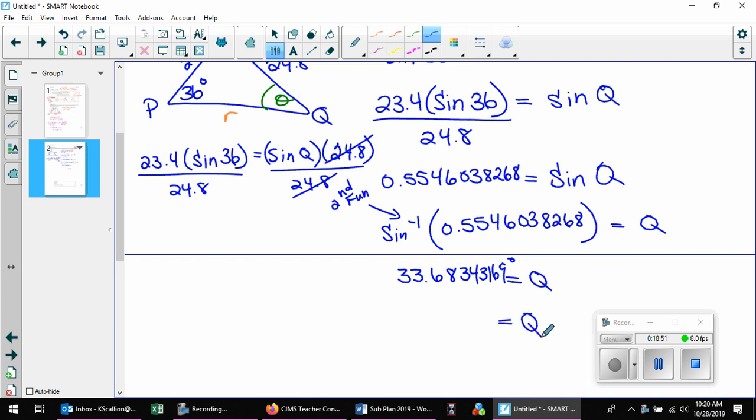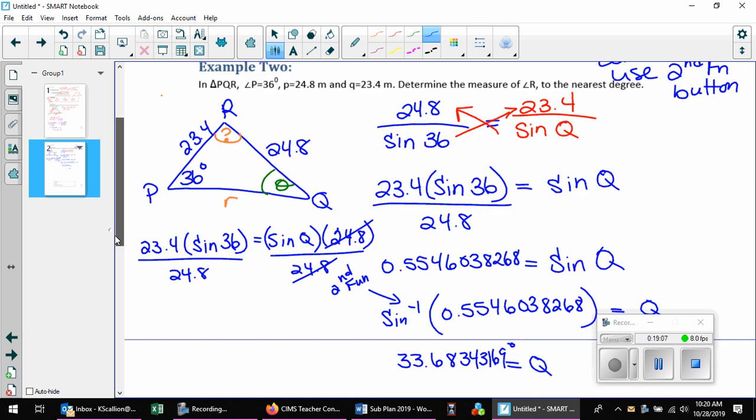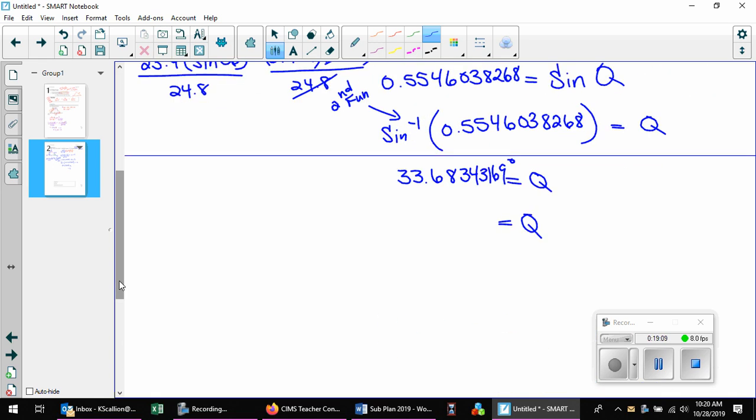So, should we round to the nearest whole degree? I think I said to do that. Didn't I say to do that, because it was a side, and this one says measure angle R to the nearest degree. Okay, so have I found angle R yet? No, that's angle Q. Okay. It'll work out the same way. I'm going to use 2 decimal places here.